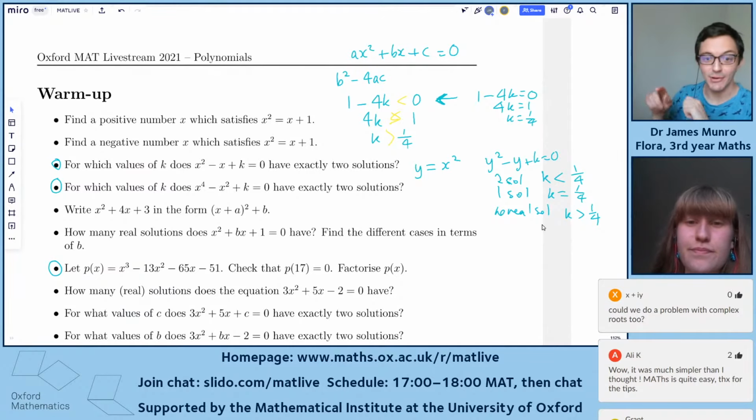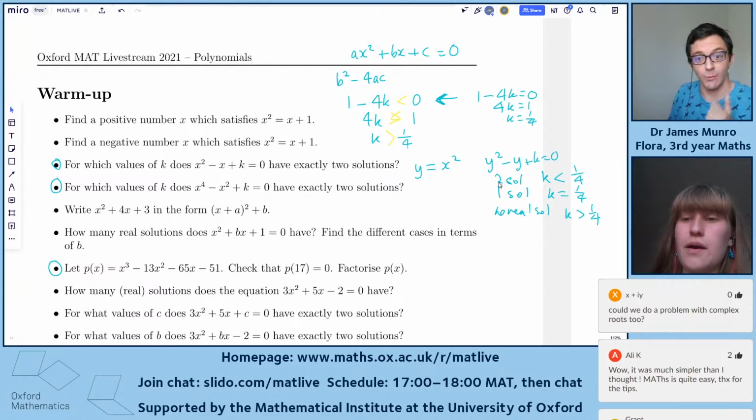I guess your table on the right here, where you've written two solutions, you're talking about two solutions for y, and I think there's actually quite a lot of possibilities.